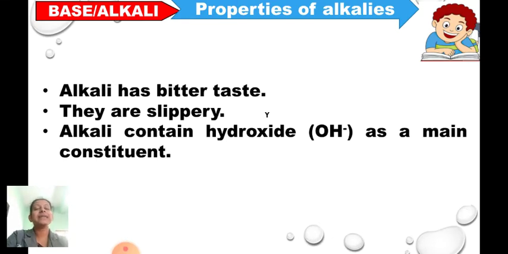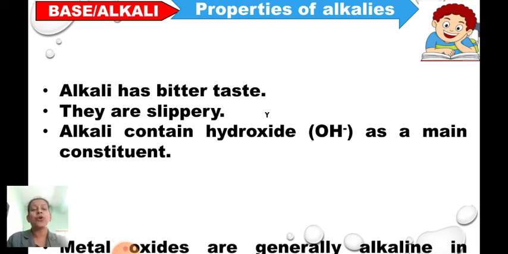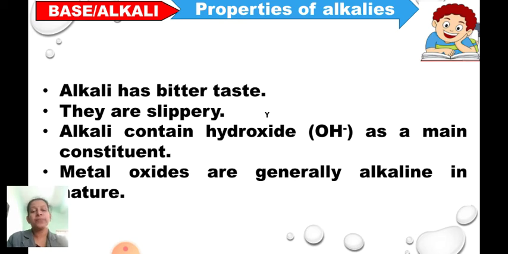Then alkalis contain hydroxide. Just now we have learned that bases dissolved in water are called alkali, and these alkali contain hydroxide as the main constituent. Any base you take, whether it is sodium hydroxide, magnesium hydroxide, calcium hydroxide, ammonium hydroxide, or potassium hydroxide, all of them have OH minus as the main constituent.